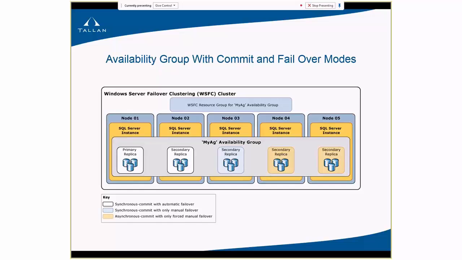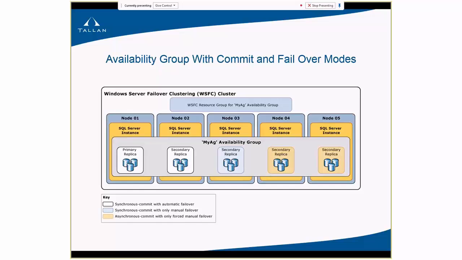If the primary were to go, it would automatically fail over to the secondary replica. Then we have the next secondary replica here in blue, which is again synchronous commit mode. So we know that there's no data loss, and the DBA can throw the switch safely, and we can move to that replica. The last two are asynchronous commits, right?